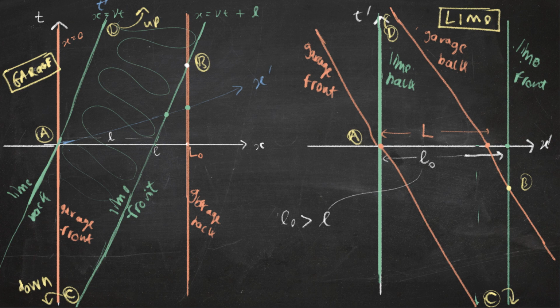But over here, it would be the case that there is a time where the limo is simultaneously within the garage, and this might seem very counterintuitive, but again, it comes down to the simultaneity of events. In this problem, it's focusing on the events A and B. That's the most important thing. In this frame of reference, the event A is preceding the event B, but in this frame of reference, the event B is preceding the event A.